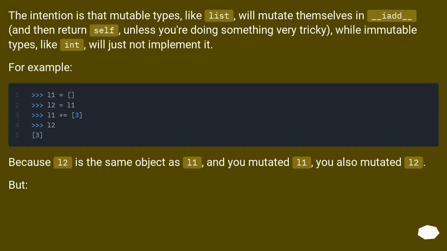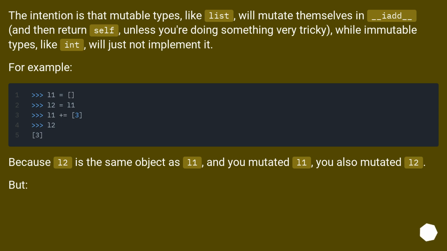The intention is that mutable types, like list, will mutate themselves in __iadd__, and then return self, unless you're doing something very tricky, while immutable types, like int, will just not implement it. For example, because L2 is the same object as L1, and you mutated L1, you also mutated L2.